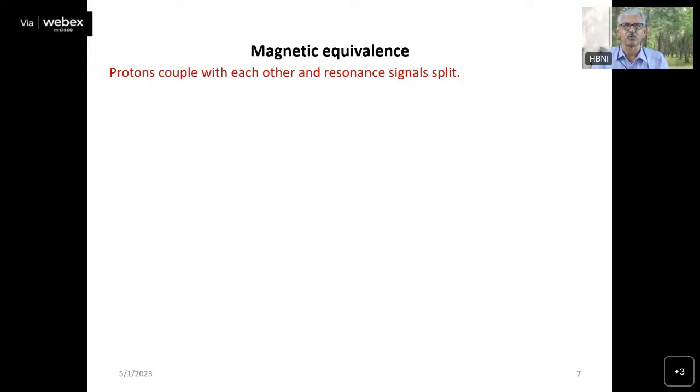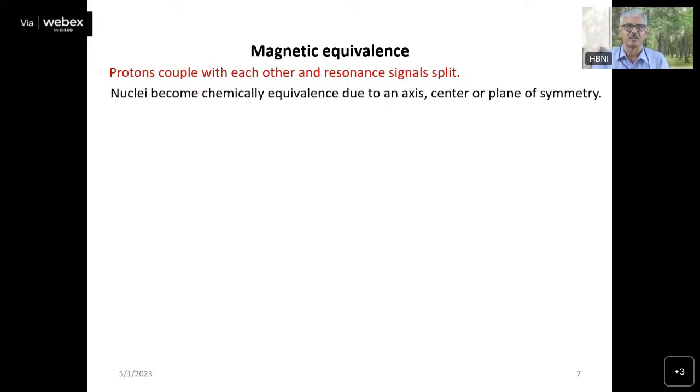What we have seen is that protons couple with each other and the resonance signal splits. They couple when they are not equivalent, and that brings splitting in the signals. Nuclei become chemically equivalent if there is an axis of symmetry, a center of symmetry, or a plane of symmetry. I have explained this in my previous slides.